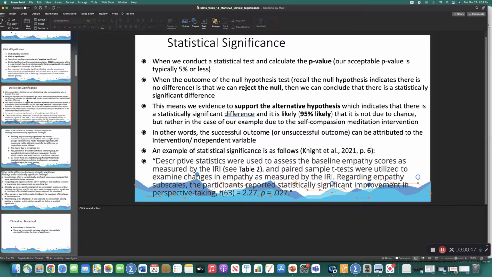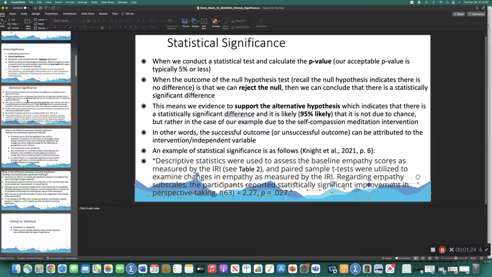Statistical significance, on the other hand, is often used when we conduct a statistical test and we calculate the p-value. The acceptable p-value in the social sciences is typically 5% or less. So when the outcome of a null hypothesis test, remember the null hypothesis suggests there's no difference in the findings, is that we can reject the null hypothesis, then we conclude that there is a statistically significant difference. This means we have evidence to support the alternative hypothesis, which indicates that there is a statistically significant difference.